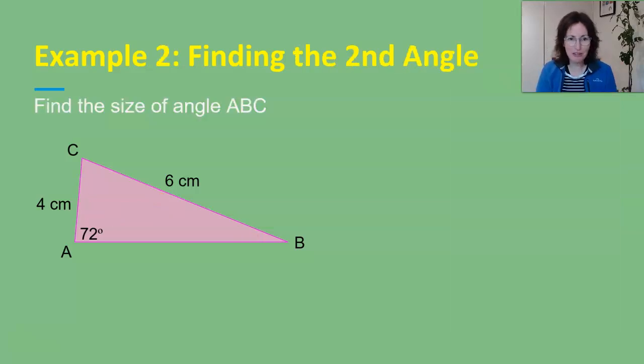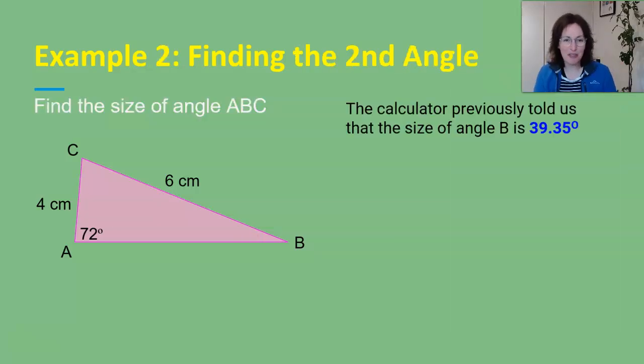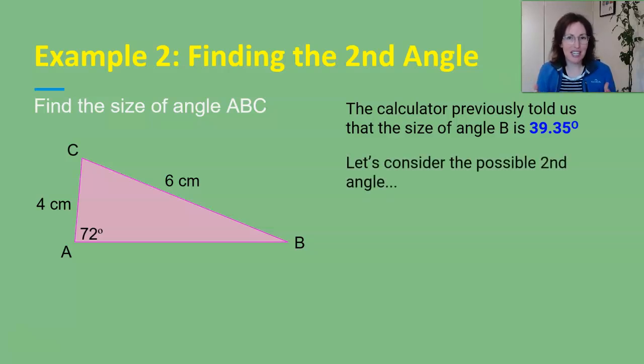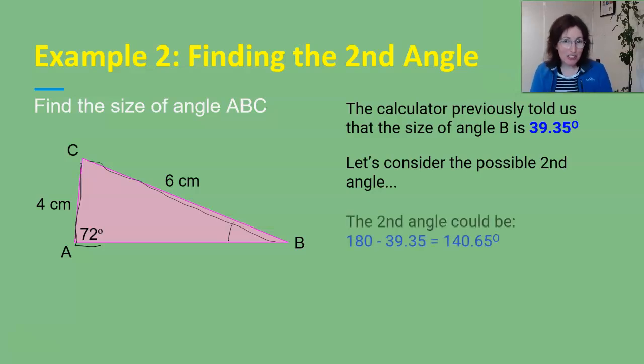So it's the same triangle. As I said, angle B was 39.35. Here's this ambiguous case for sine. We have to consider how it could be drawn. What I'm trying to say is, is it possible to draw this triangle with one angle being 72, two side lengths known of 6 and 4, and then another angle B? And what could the two answers possibly be for B?